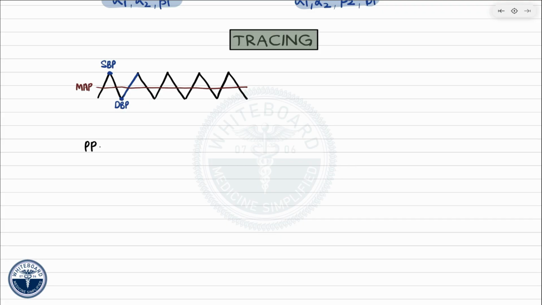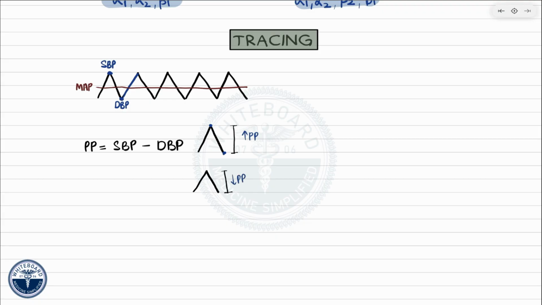Pulse pressure is the difference between systolic blood pressure and diastolic blood pressure. So, when looking at a tracing, also pay attention to the height of each individual wave. The greater the distance between the systolic peak and the diastolic trough, the wider the pulse pressure. Conversely, if the peaks and troughs move closer together, the pulse pressure becomes narrower.